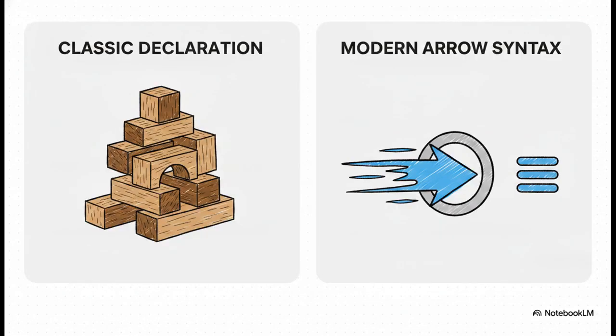Next up, we wrap this logic into functions, which are simply blocks of reusable code you can call as many times as you need. Now, you can use the classic declaration syntax with the function keyword. That's ideal for multiple lines of complex logic. Or, as the source material highlights, you can use the modern arrow syntax. You actually might recognize this from standard hamburger menu toggles. It's a fantastic shorthand that's absolutely perfect for simple logic.